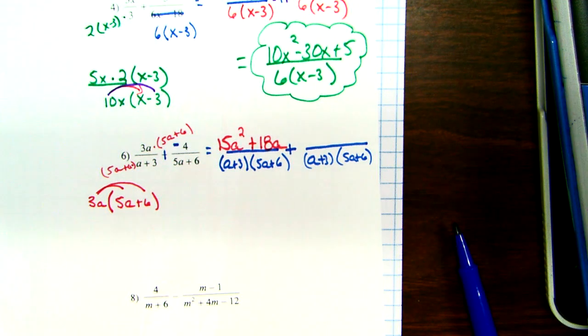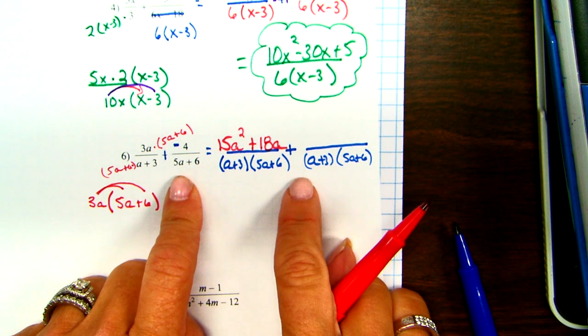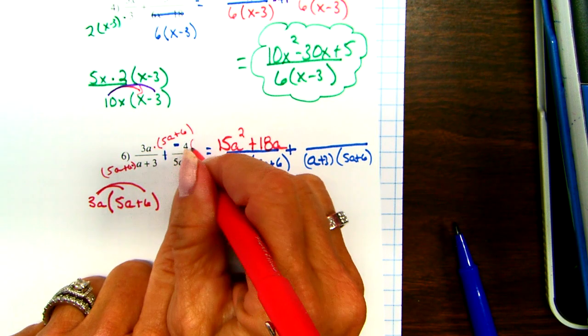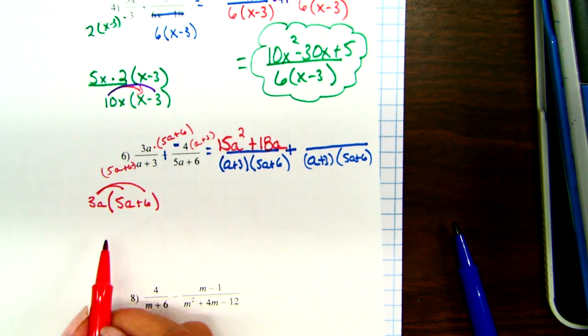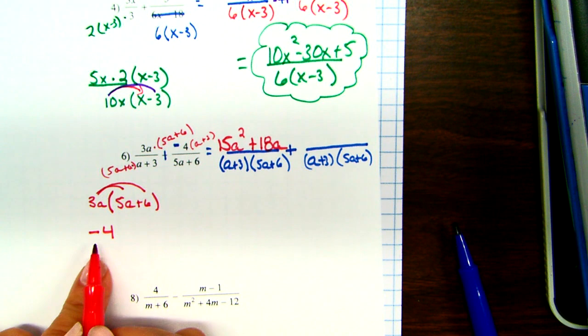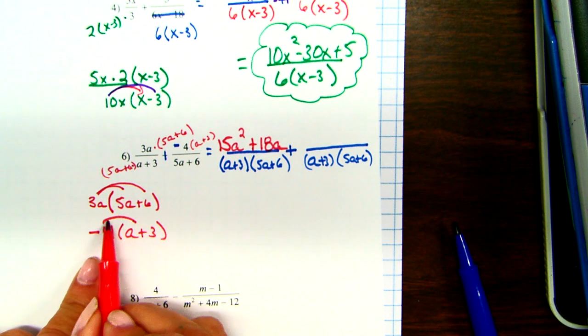In the second fraction, our denominator is 5a plus 3. We need also to have the a plus 3 in there. So I'm going to multiply the denominator by a plus 3 and the numerator by a plus 3. So now I remember, I'm not going to forget that that's a negative 4 times a plus 3.